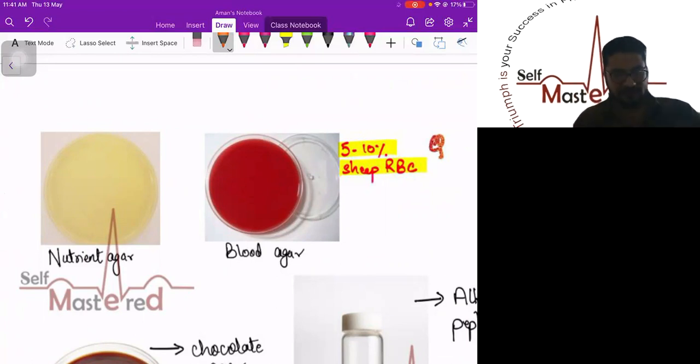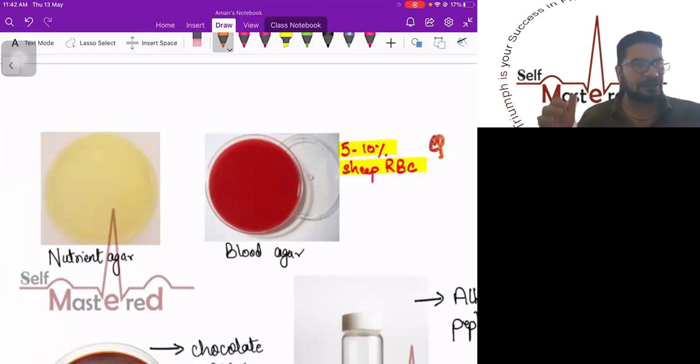So I think you should be focusing more on your principal notes. These are just revision sessions which I am discussing right now. Otherwise, you need to focus on your own personal notes, which is a much more important thing. The first media used by Louis Pasteur was urine or meat broth.